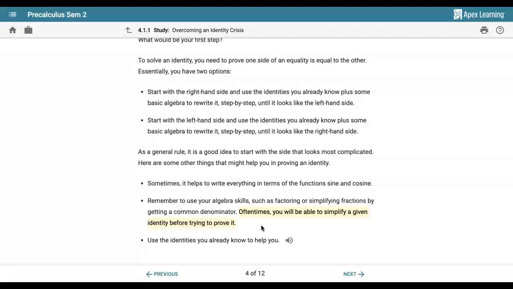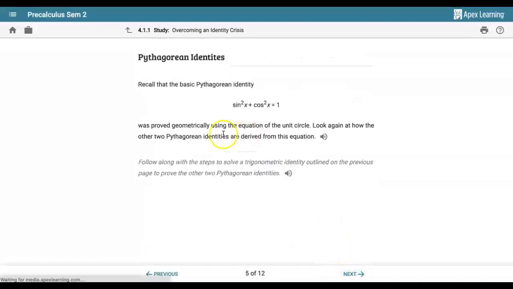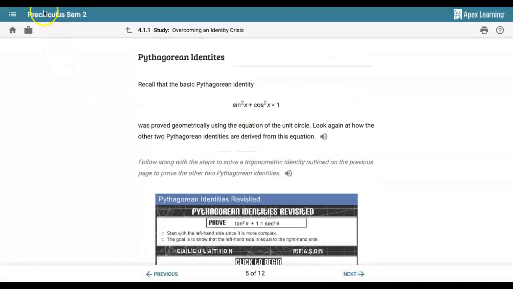And then that third tip, of course, is to use the identities you already know. Don't try to find one on the internet or pull something out of a hat somewhere. Use the ones that you already know. They're in your toolkit for a reason. So those are going to be our major steps there.